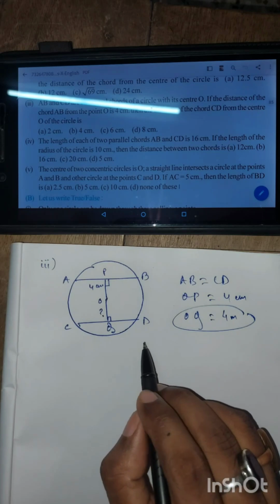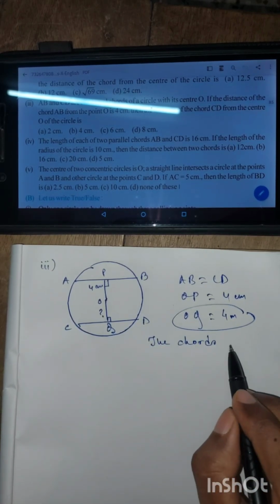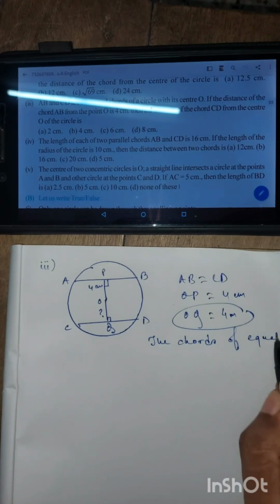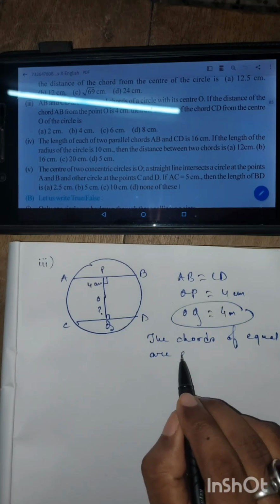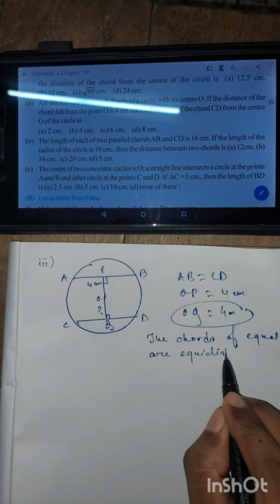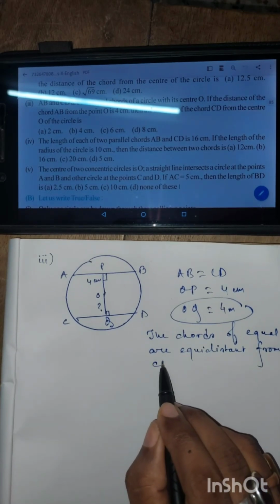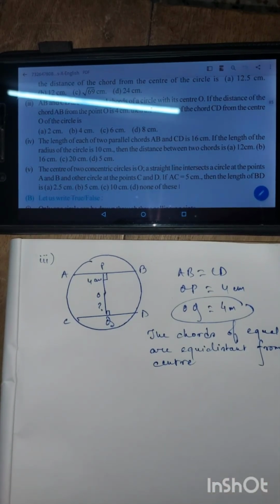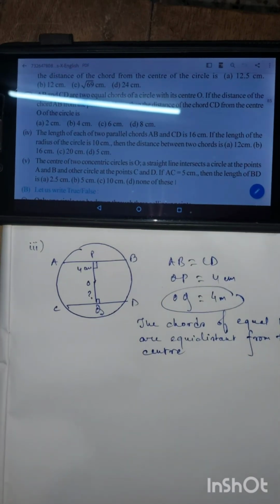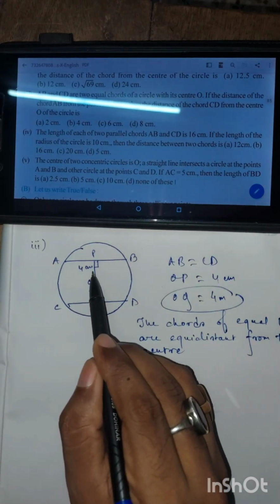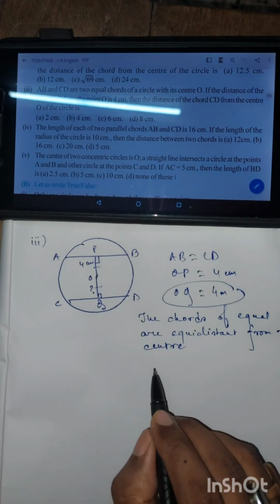Why? Because the chords of equal length are equidistant from the center. The chords of equal length are always equidistant from the center. So this distance must be equal to this distance. So our answer is 4 cm. Option B is correct.